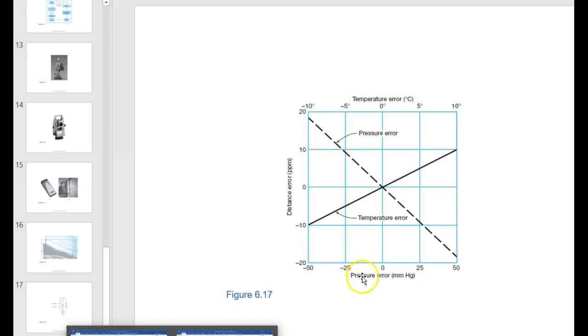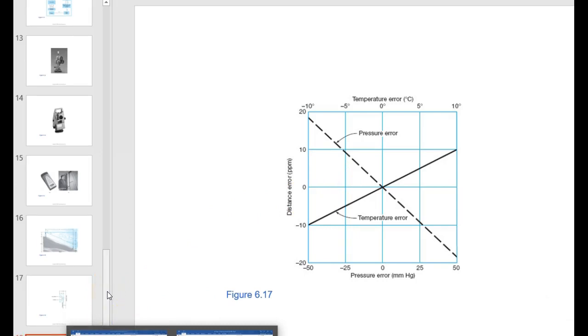Pressure, on the other hand, in millimeters of mercury: standard atmospheric pressure is about 760 millimeters of mercury. So if you are not any off from that, you would have no correction. But if you're 25 millimeters of mercury below, you're having a low pressure front, you're going to have a pressure error of about 9 or 9.5 parts per million. So you have to take those into account as well. And that becomes precise, obviously.